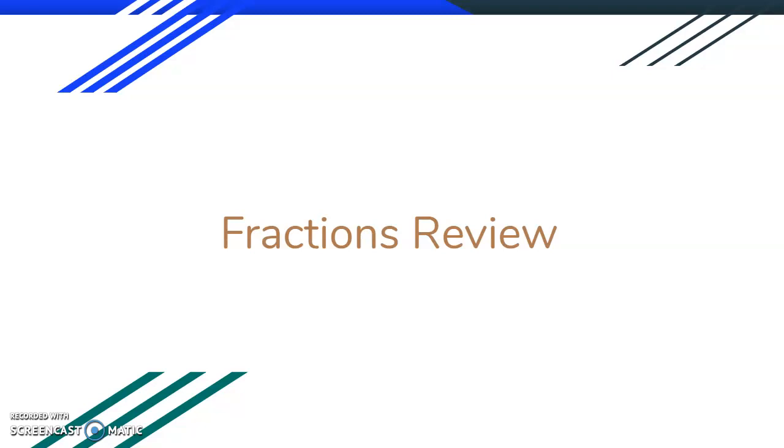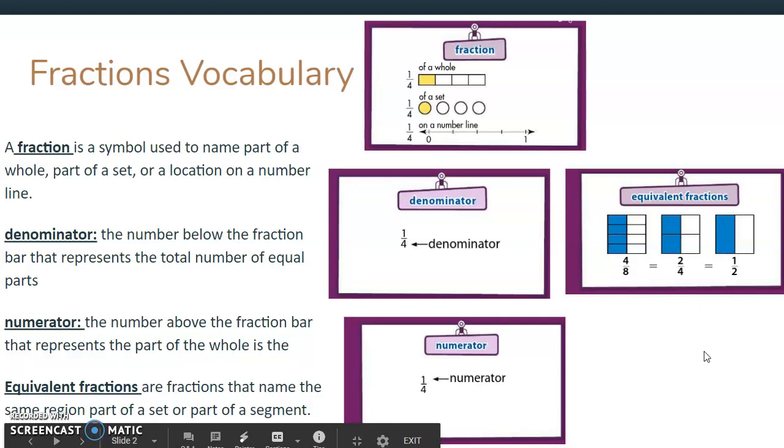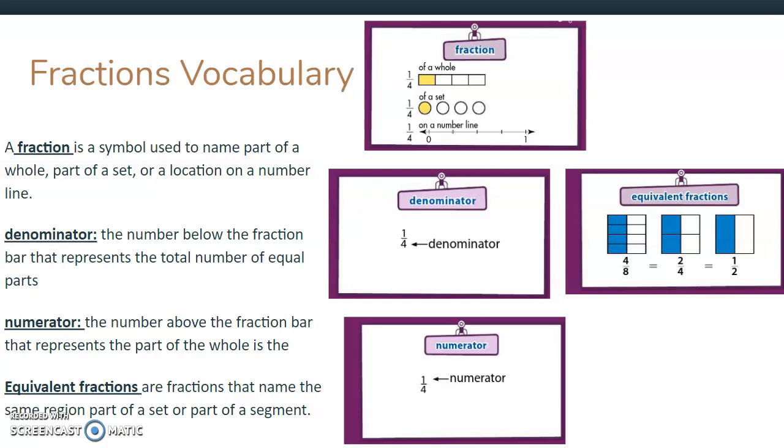Hi, fourth graders. Today we're going to do a fractions review based on what you remember from third grade. So a few things we want to go over when we talk about fractions. First of all, a fraction is naming a part of a whole, a part of a set, or a location on a number line. So you want to keep in mind that fractions are numbers that fall between whole numbers. So between 1 and 2, there are going to be fractions. Between 0 and 1, there are going to be fractions.